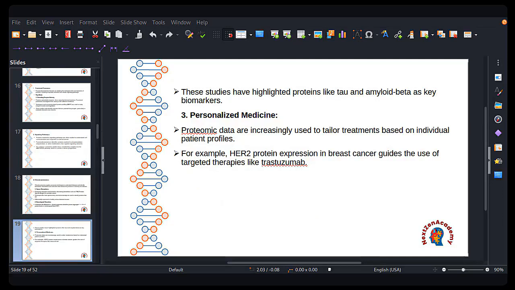So how can we use proteomics here? We can study the structure and function of HER2 protein here. We can identify the regions of the protein that can be targeted by drugs. So how to control the growth of these proteins, right? HER2 protein. Then we can develop drugs like targeted therapies like trastuzumab.